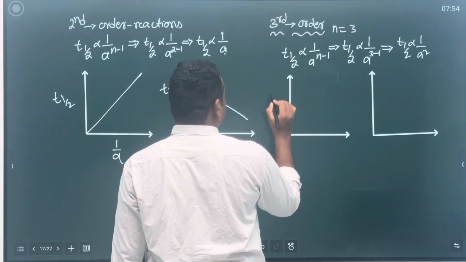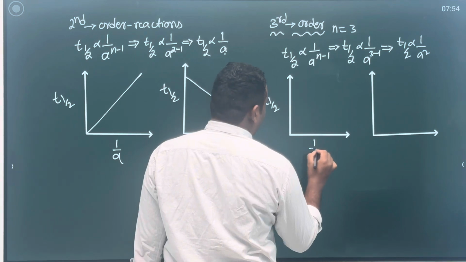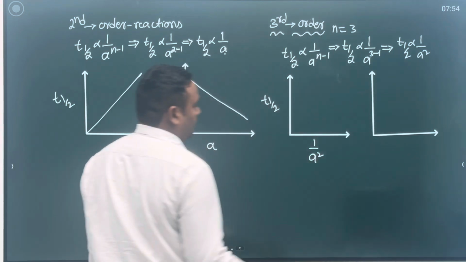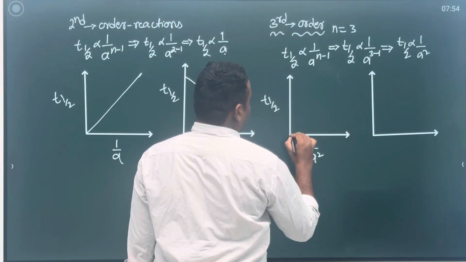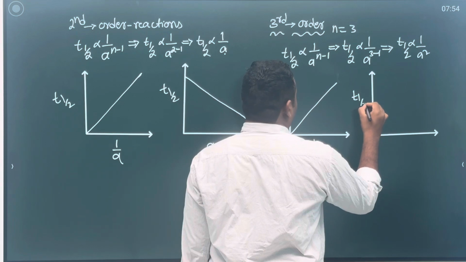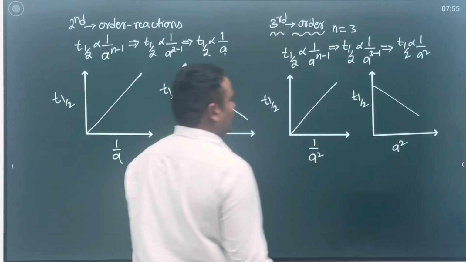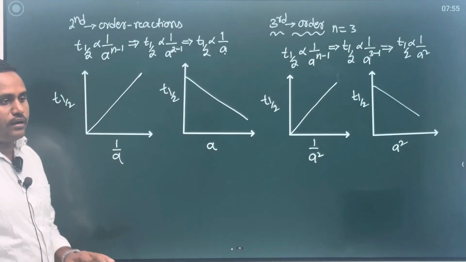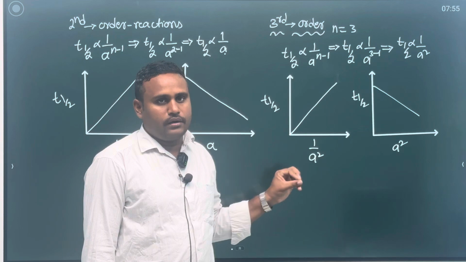This is T half versus 1 by A square. T half and 1 by A square, how are they related? Directly proportional. Or T half versus A square, they are inversely proportional. Like this, we are going to get the graphs. So these are the graphical methods to find the order of reaction.